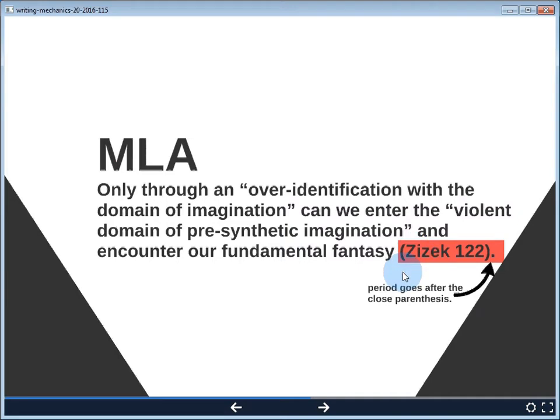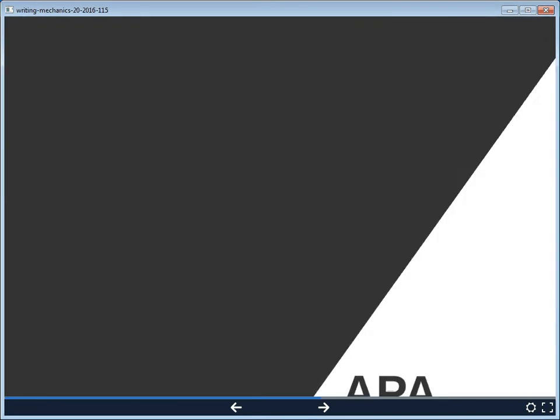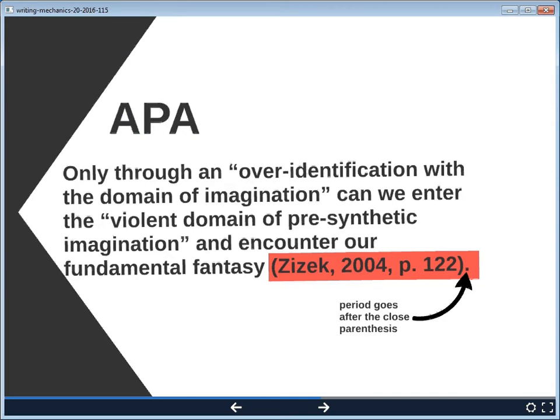And so we would then know that that's where this quote originated. So there's the MLA style: simply the author's last name and the page number, no punctuation. We have an APA example. It's the same quote again. Again, the period goes after the closed parentheses at the very end of the sentence.